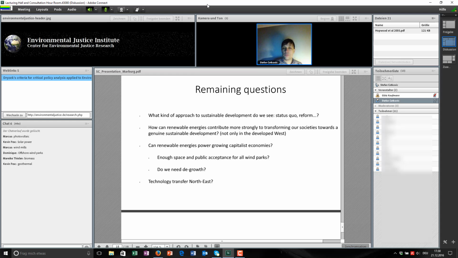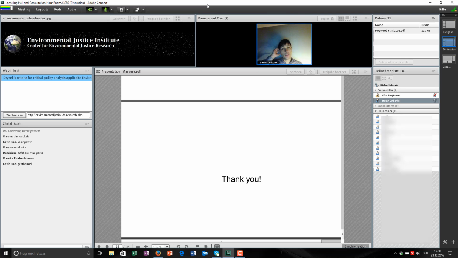acquired in the developed world to help the global East embrace this new technology? Because simply by promoting renewable energies in the developed world, we will not be able to solve our global problems. So we need a transfer of technologies and knowledge to enable other countries and the global community to use these technologies.